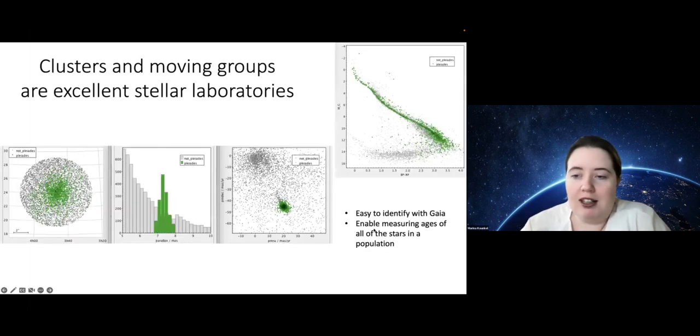Well, if you have a population of stars where all the stars have formed at the same time, such as in a cluster or in a moving group, or however else you want to refer to it, then it becomes fairly straightforward to determine the age of the entire population through isochrone fitting. And nowadays we live in the era of Gaia, which makes this technique particularly wonderful.